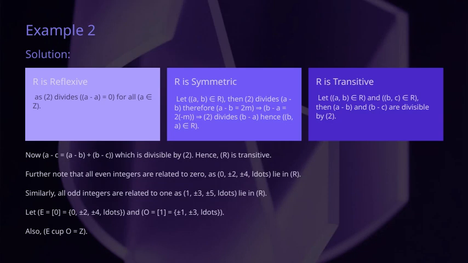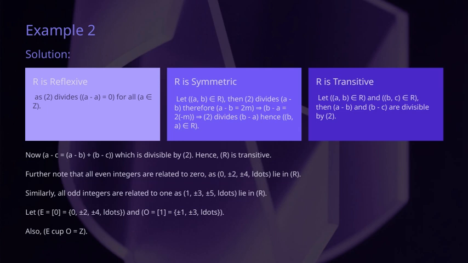Let's consider two elements, a and b, both belonging to the integers, and similarly b and c also in the integers. If we look at the differences, a minus b and b minus c, both are divisible by 2. This is a key point because it shows that the relation R is transitive. Now recall that the even and odd integers together make up the entire set of integers, Z. Specifically, the even integers are represented by the set E, which is 0 and all multiples of 2, like plus or minus 2, plus or minus 4, and so on. The odd integers are in set O, which includes plus or minus 1, plus or minus 3, etc.